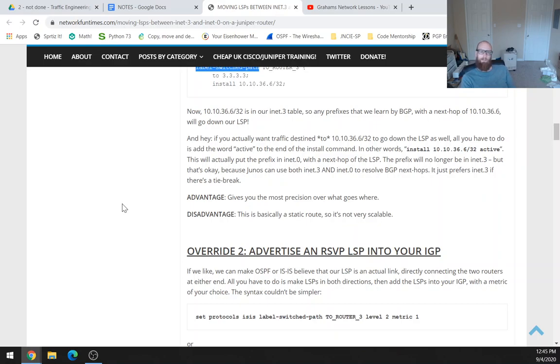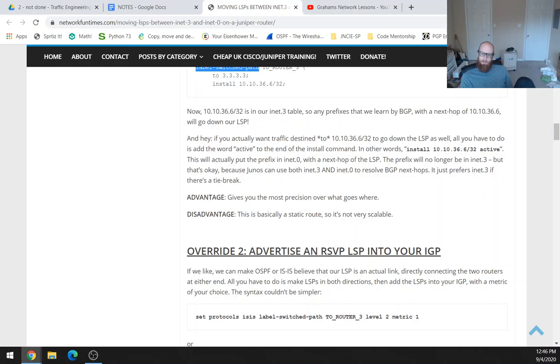And hey, if you actually want traffic destined to 10.10.36.6/32 to go down the LSP as well, all you have to do is add the word active to the end of the install command. In other words, install 10.10.36.6/32 active. This will actually put the prefix in inet.0 with a next hop of the LSP.